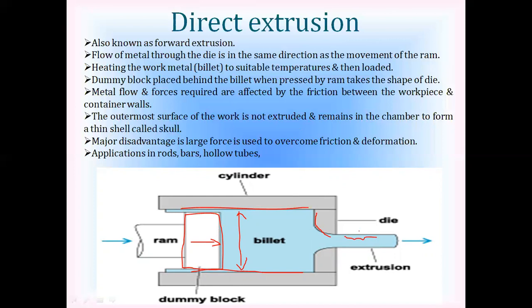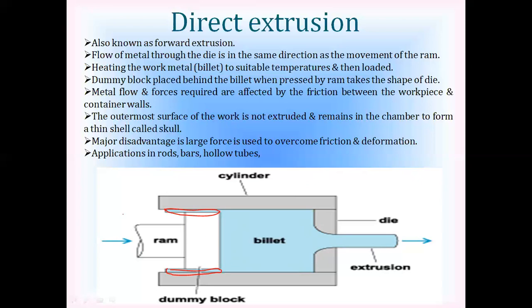And that is the reason that whatever thin structure you are observing here right now in the figure, this ram, this dummy block, has moved some distance. You can see this thin structure of metal remaining here after the movement. We call this the skull. So this skull you can remove by another process.